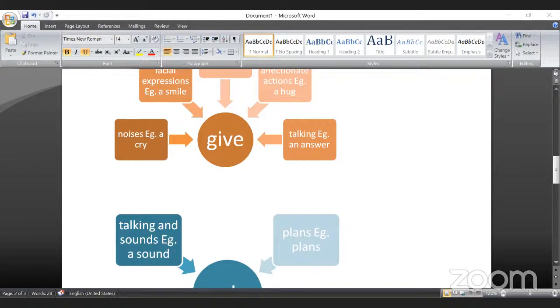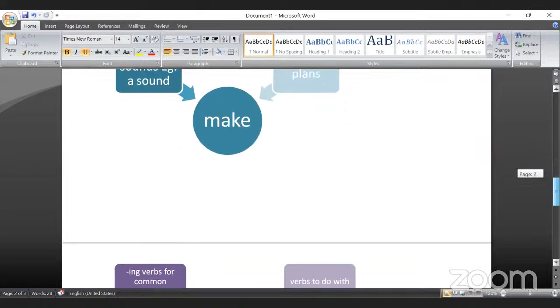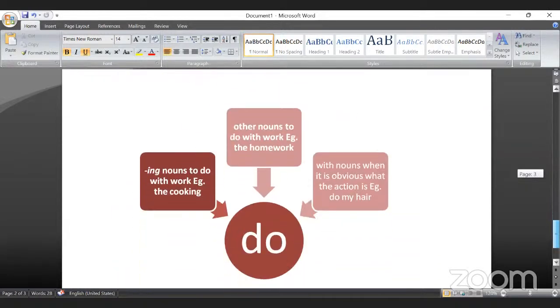Okay, so I hope you have looked at make. Now I would like you to look at do last, and then I will take up at least 3 or 4 questions from each of them, so that you get an idea of how it works.